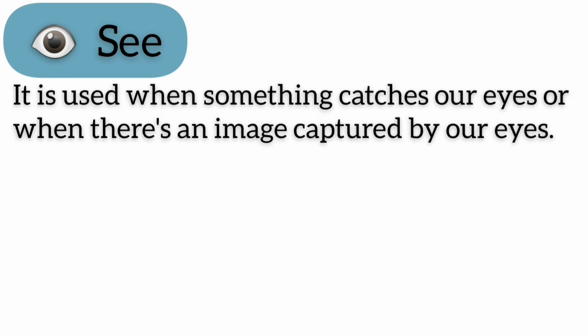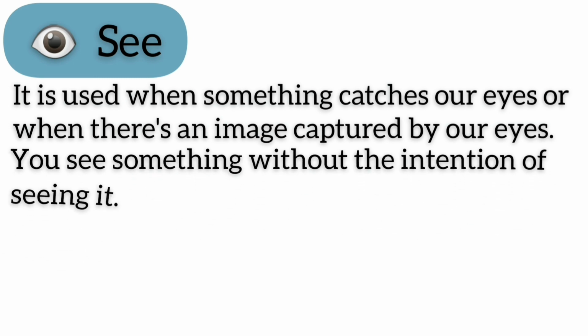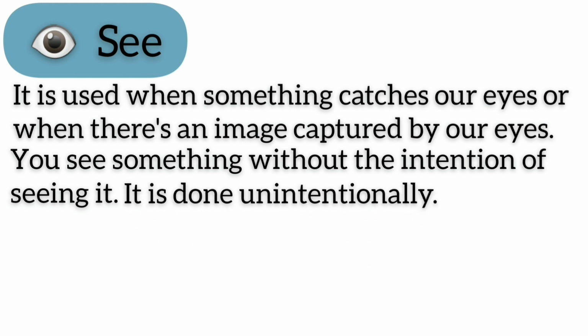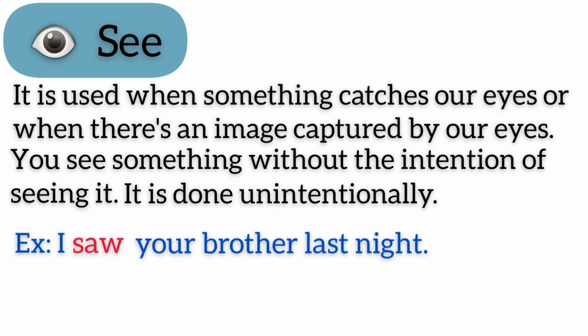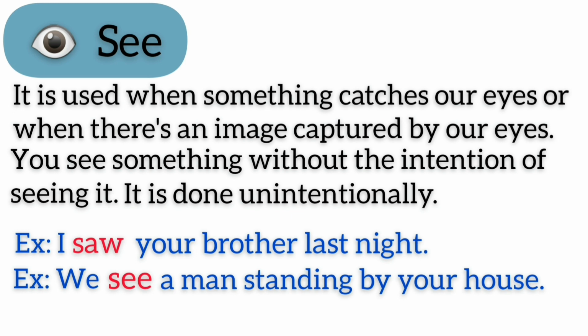The first word is see. It is used when something catches our eyes or when there's an image captured by our eyes. You see something without intention of seeing it. In this case, we use see, and it is always done unintentionally. For example, I saw your brother last night. I saw him accidentally. I didn't want to see him, so I use saw.